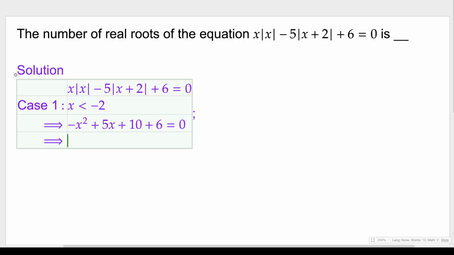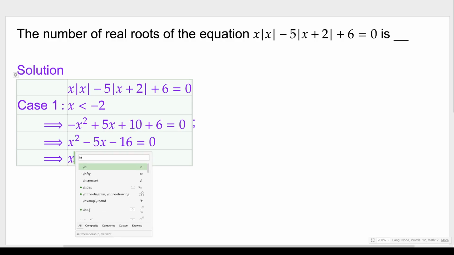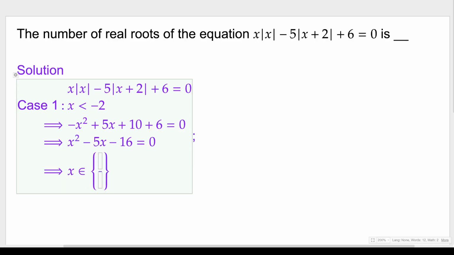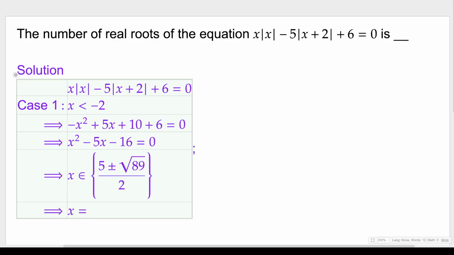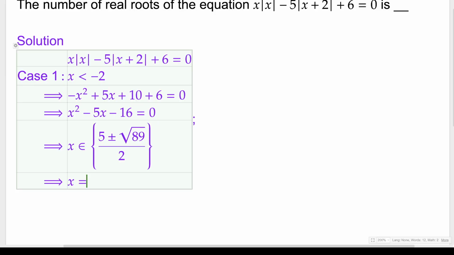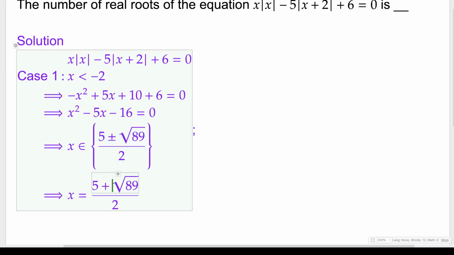So this is my case 1, right? Now on resolving this one, this will be x square minus 5x minus 16, that is equal to 0. If I apply the direct formula to get the quadratic roots, this will be 5 plus minus square root of 89 over 2. Now here we can finally write that x will only accept the value with the negative sign, so the positive has to be rejected.